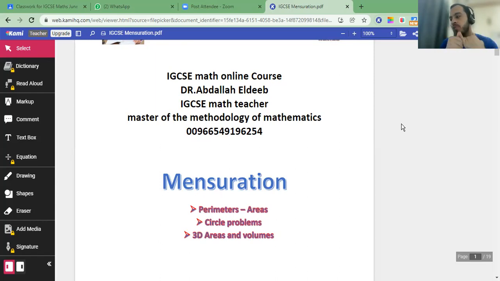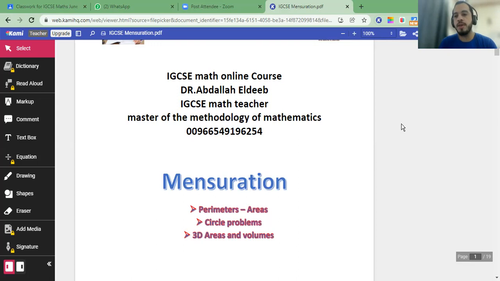Circle problems, we need to cover the circumference of the circle, area of circle, area of sector, and also length of sectors, and also some problems related to the circle. And we're gonna study the 3D areas and volumes.